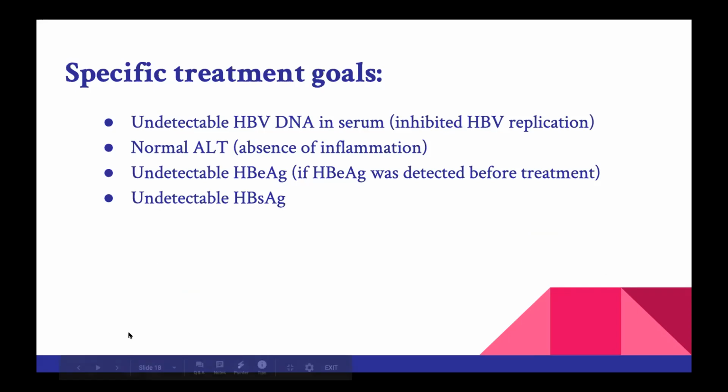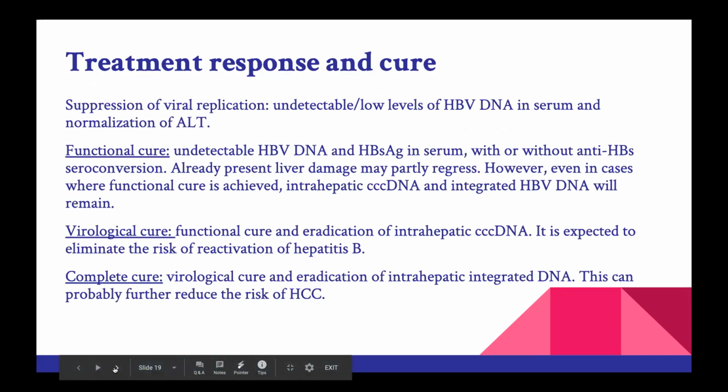So these are the specific treatment goals. First, undetectable HBV DNA in serum, as well as normal ALT, undetectable HBe antigen if HBe antigen was detected before treatment, and undetectable HBs antigen. Next slide. For the treatment response and cure, suppression of viral replication, undetectable or low levels of HBV DNA in serum, and normalization of ALT.